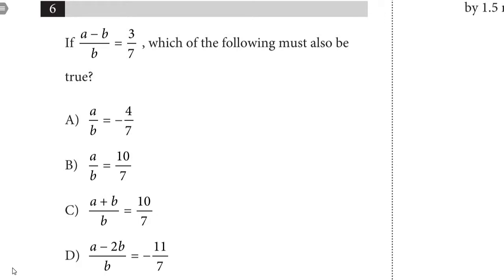If (a minus b) over b is equal to 3 over 7, which of the following must also be true? Alright, so this is what you want to do when you look at this question.